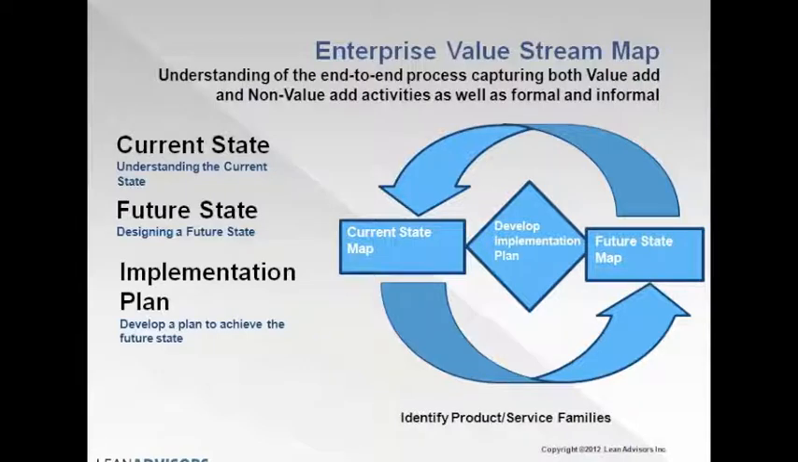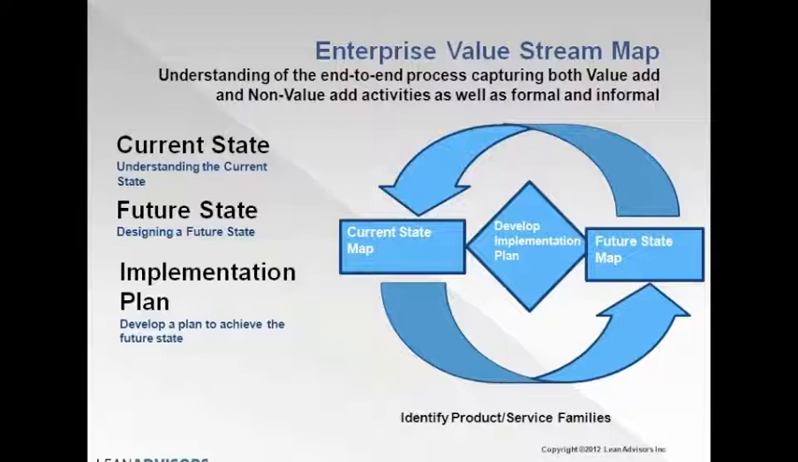Right? Well, what's an enterprise value stream? An enterprise value stream is understanding the process from end to end, all the value and non-value activities, as well as the formal and informal. So what that means is you're looking at the business as a business. You're not looking at a segment of the business, but at the whole business. And when you understand the whole business, then you understand all the different systems you need to have in place, the computer systems, the quality systems, the regulatory systems, whatever they all are, and they align with the flow of your process.